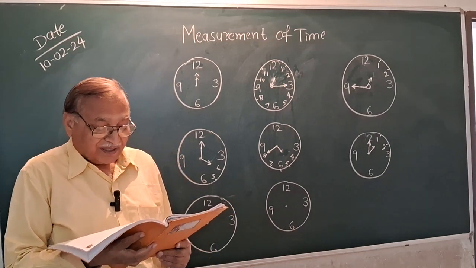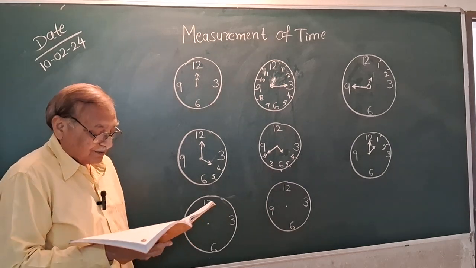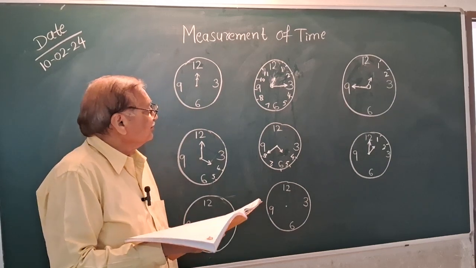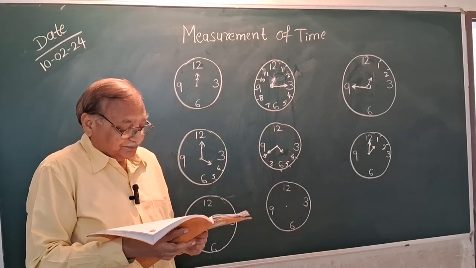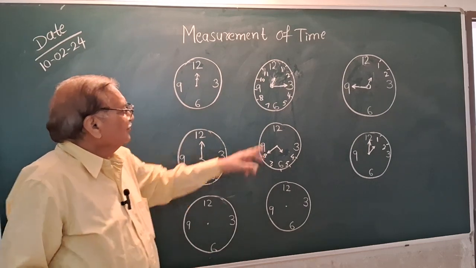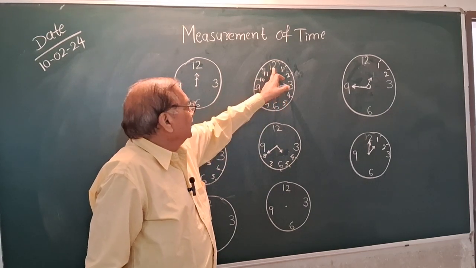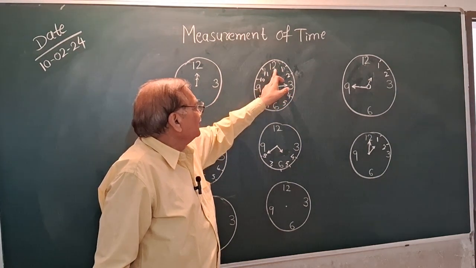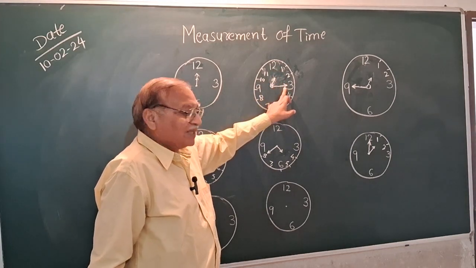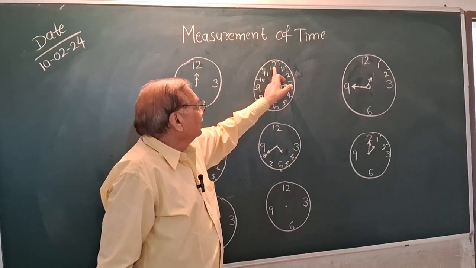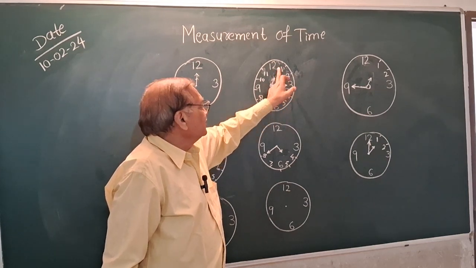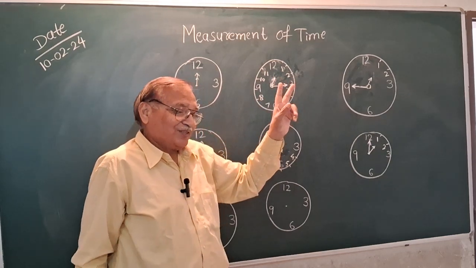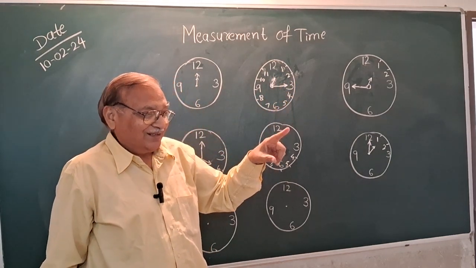Between two adjacent numbers, there is a difference of 5 minutes. So you see here, 12 is here and the hour hand is between 12 and 1. It has moved slightly when the big hand, that is the minute hand, has moved from 12 to 3. That means 5 minutes plus 5 minutes plus 5 minutes, 15 minutes. 5 into 3, 15.